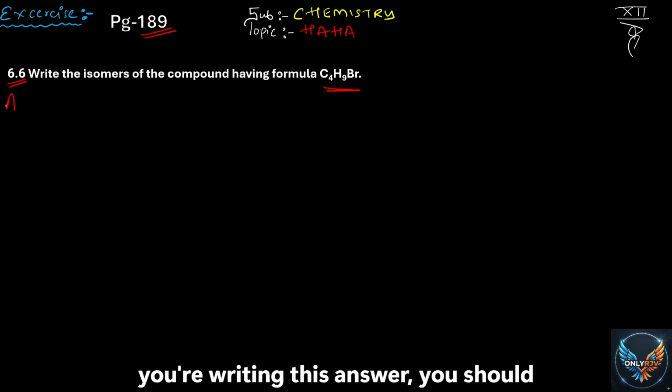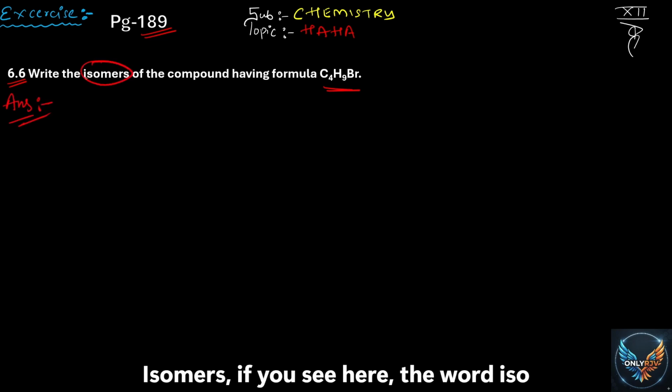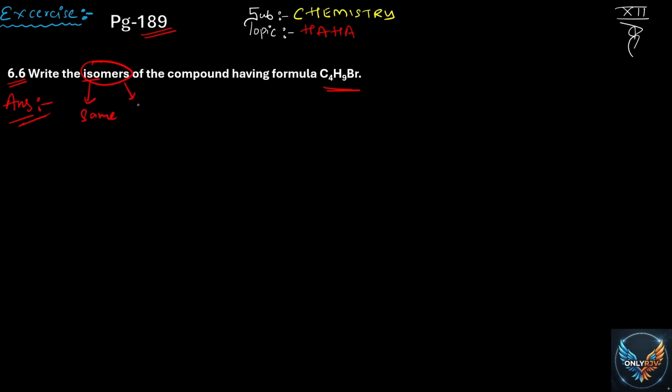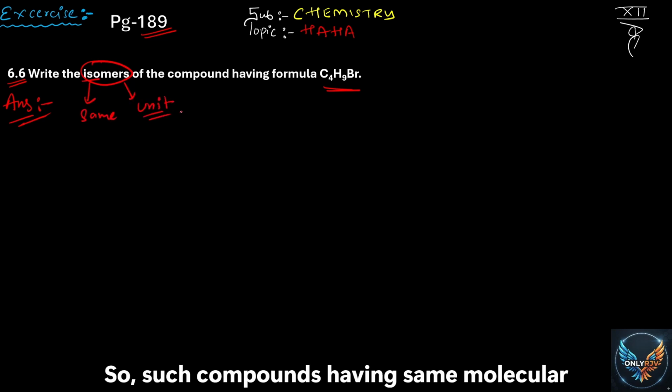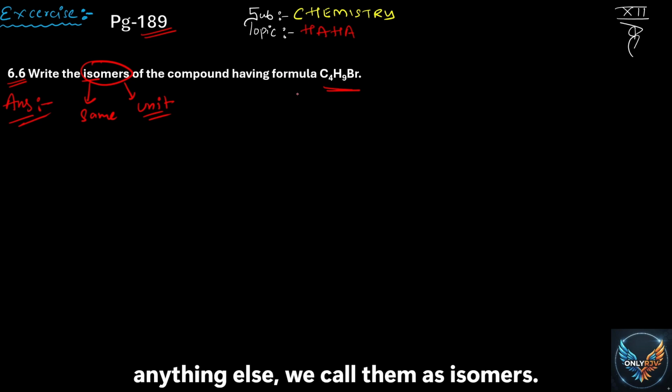Now, first of all, when you're writing this answer, you should know the meaning of isomers. If you see here, the word iso means same and mer means unit. So such compounds having the same molecular formula but a difference in structure or anything else, we call them isomers.